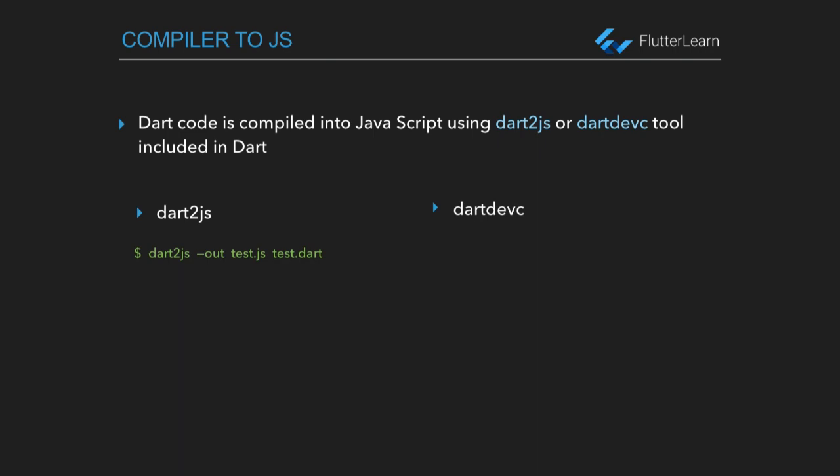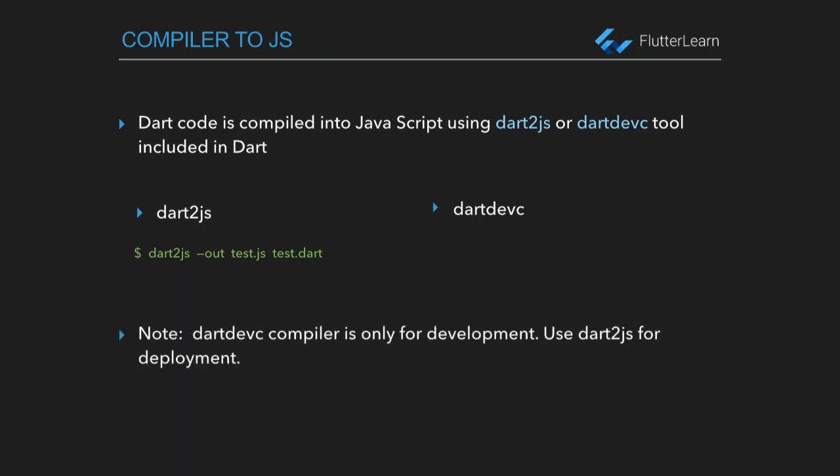Dart dev C lets you run and debug your Dart web app in any modern web browser and is used for development by Dart. Note that Dart dev C compiler is only for development. Dart2JS is used only for deployment.